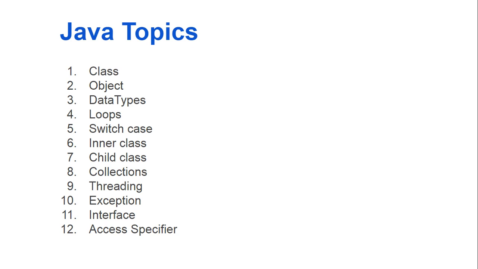So what are the Java topics? In Java there are lots of topics available, but the main topics are Java class, objects, data types, loops, switch case, inner class, child class, collections, threading, exception, interface, access specifier, and there are many more, but these are the main ones. We will start learning programming using Java by first referring to the class and data types.